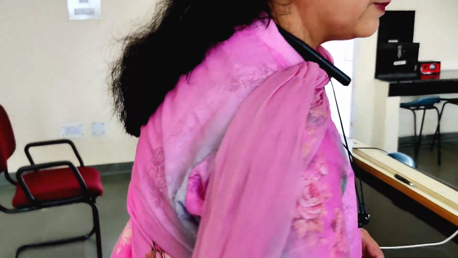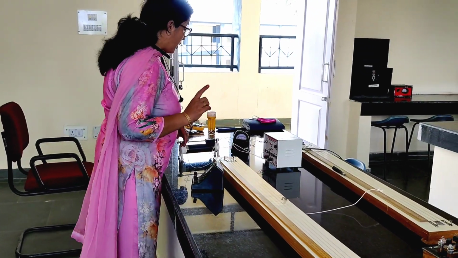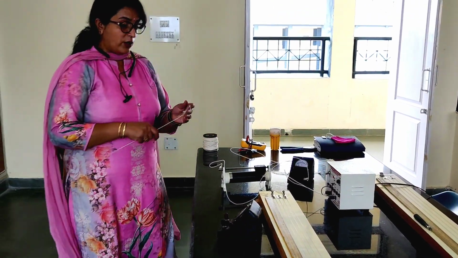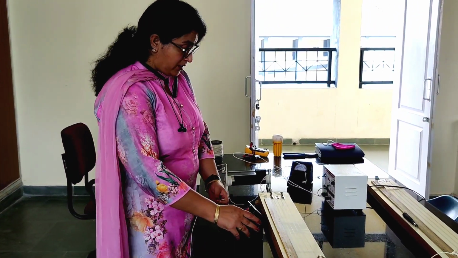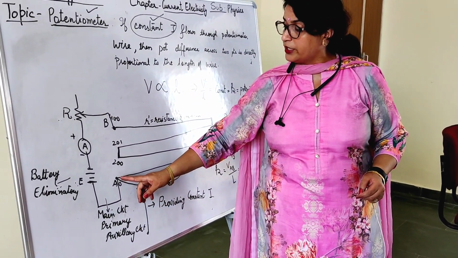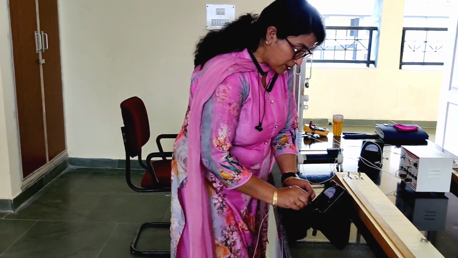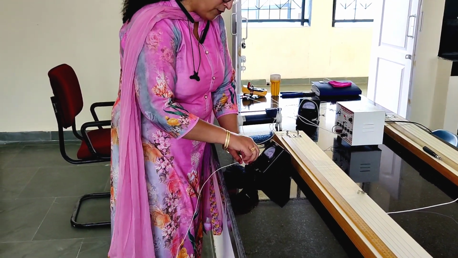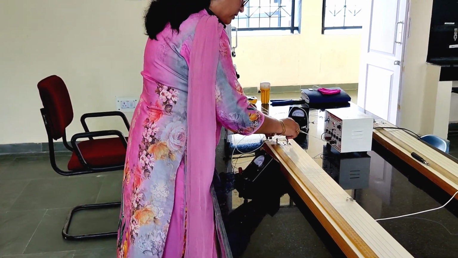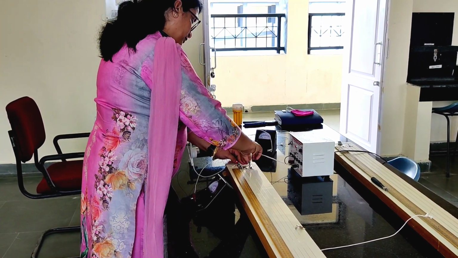Now let's see what the potential gradient is. What I have to see is that the reading of the current should be constant, right? So I will connect the positive of the voltmeter, which I have shown here. The positive of the voltmeter should be connected at the terminal where the positive of the battery is connected. So the positive of the voltmeter is connected at the terminal where the positive of the battery is connected. That means at point A.